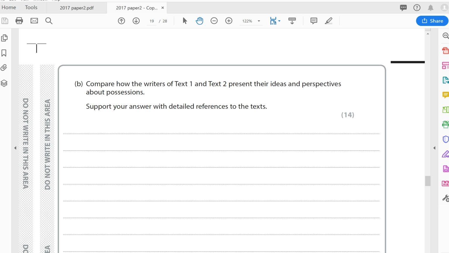If you've written something which is vaguely related, just some fact or some really straightforward comparison, you'll get like 1 or 2 marks. Examiners will very rarely give 0 marks if you've written something. So even if you're really stuck for time, just have a go. But hopefully you won't run out of time, and I'm going to show you how you can do a decent answer to this one.